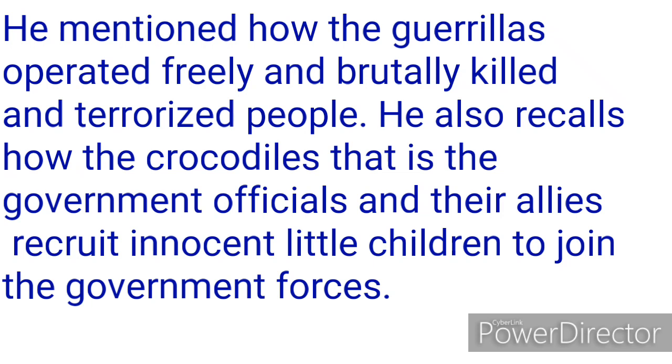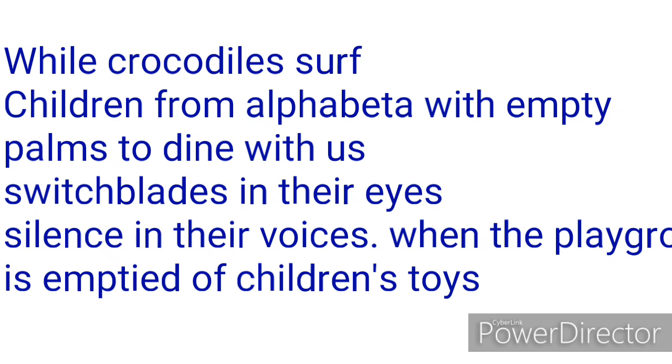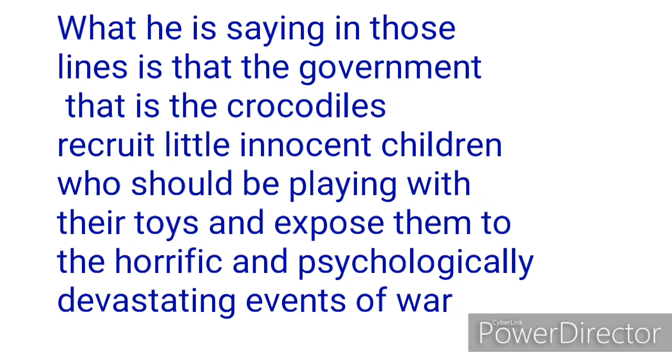He also recalls how the crocodiles, that is, the government officials and their allies, recruit innocent children to join the government forces. In line 4 of stanza 2, he says, "Crocodiles serve children from Alphabeta with empty palms to dine with us, switchblades in their eyes, silence in their voices." What he's saying in those lines is that the government, that is the crocodiles, recruit little innocent children who should be playing with their toys and expose them to the horrific and psychologically devastating events of war.